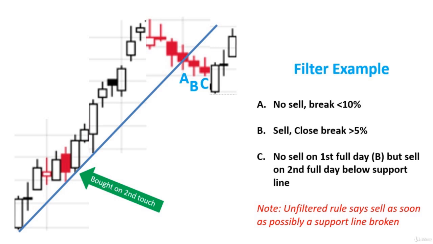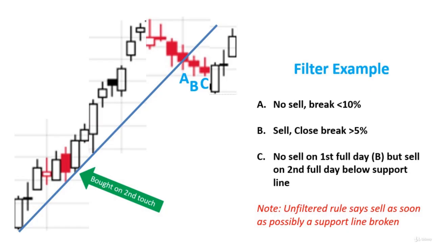But let's say we had a filter that said we have to not only break it, but break it by 10%. We would say at the letter A, an estimate here in this example, okay, we're not going to sell here because it didn't break the line by more than 10%. We're not selling because it's less than 10%. So it's no sell, the break is less than 10%, it's no sell on A.